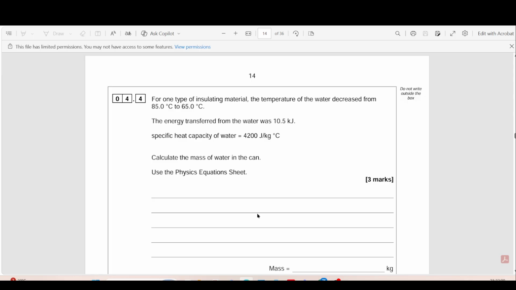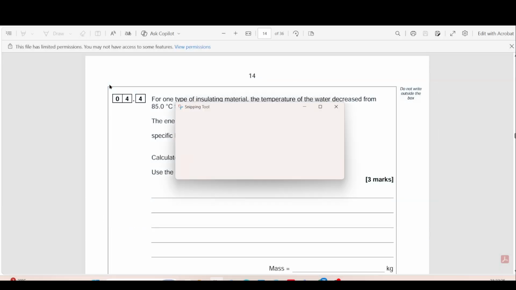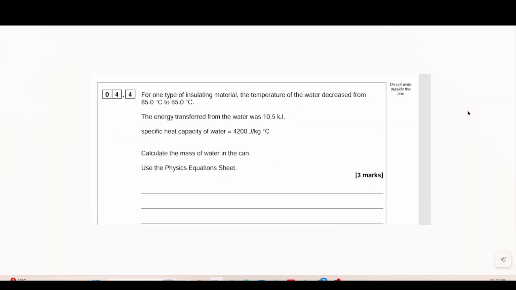For one type of the insulation materials, the temperature of the water decreased from 85 degrees to 65 degrees. The energy transferred from the water was 10.5 kilojoules. Specific heat capacity of water is 4200 joules per kilogram per degree Celsius. Calculate the mass of the water in the can. So you need temperature change, energy transfer, specific heat capacity, and mass. We have temperature, energy, specific heat capacity, and we have to calculate mass. So look at the equations sheet and tell me which one you would use.